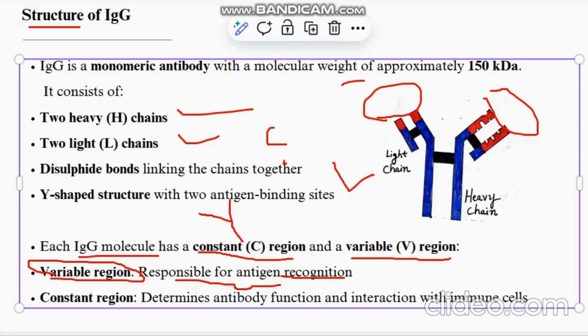Then the other region is the constant C region. It is used to determine the function and the interaction with the immune cells. So this constant C region will determine how it is going to function and how it interacts with the immune cells. This is the basic structure of IgG antibodies or immunoglobulins.